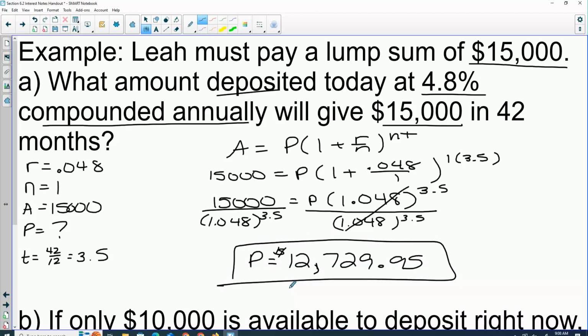That makes sense because I told you P has to be smaller than A. So under these conditions, she would have to start with $12,729. I got 1272. You did 1,500 instead of 15,000. Other questions?